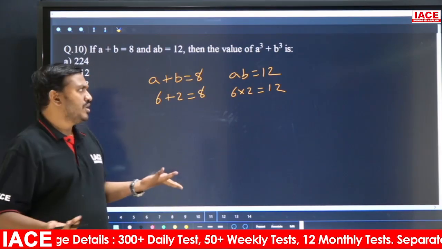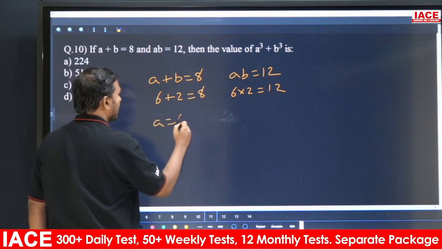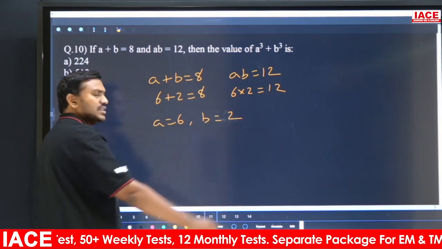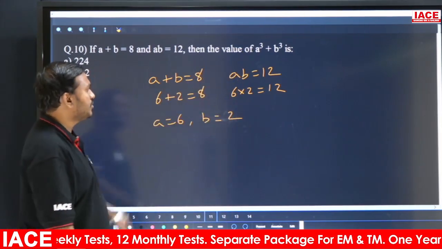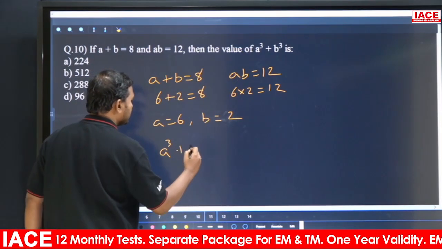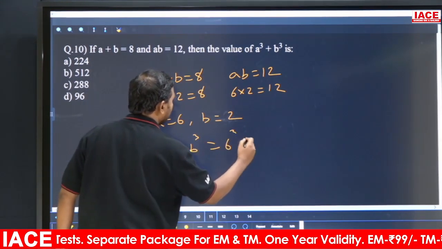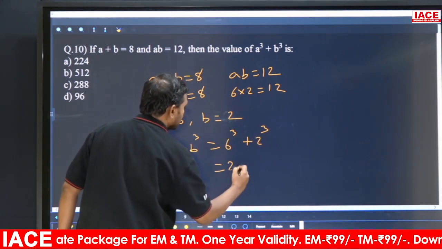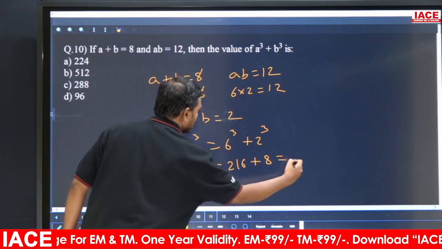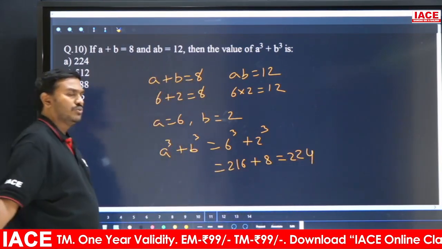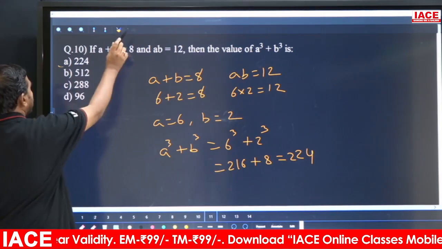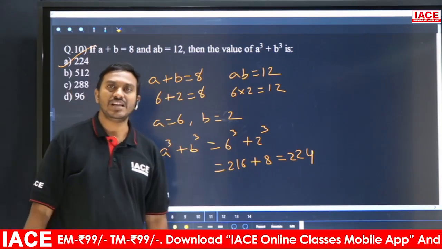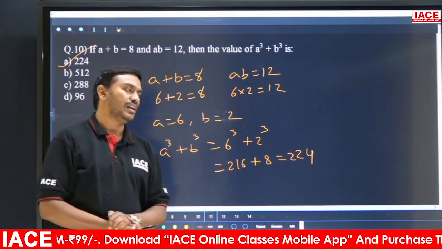Both are satisfying or not? So what is A? A is 6. And what is B? B is 2. That's it. A is 6 and B is 2. Substitute in A cube plus B cube. That is 6 cube plus 2 cube, means 216 plus 8. 216 plus 8 is 224. So 224. Option A is the right answer. Okay. Right.